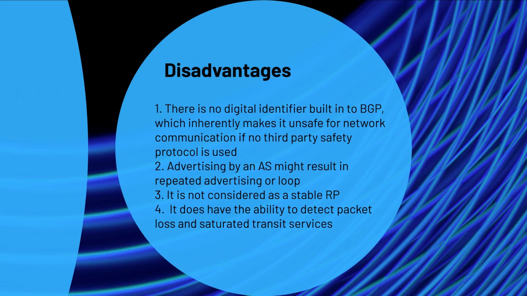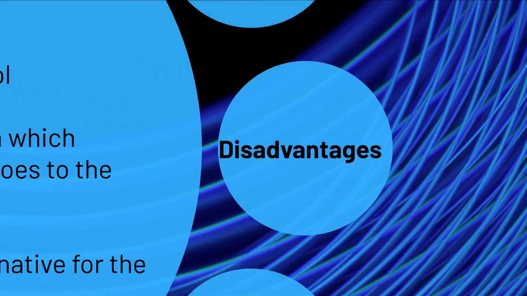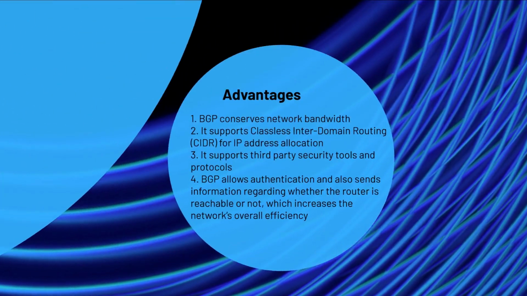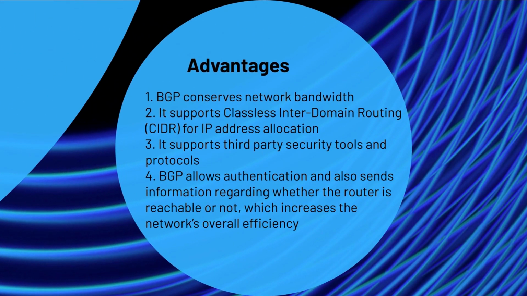Some of the disadvantages are as follows. There is no digital identifier built into BGP, which inherently makes it unsafe for network communication if no third-party safety protocol is used. Advertising by an AS might result in repeated advertising or loop. It is not considered as a stable RP. It does have the ability to detect packet loss and saturated transit services.